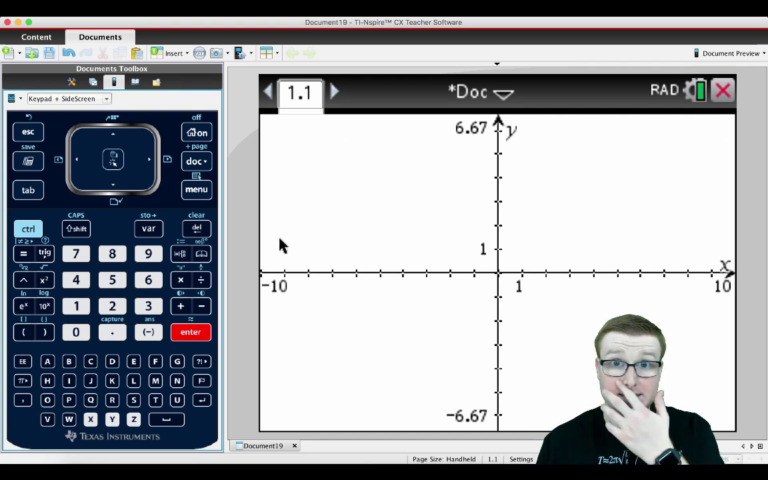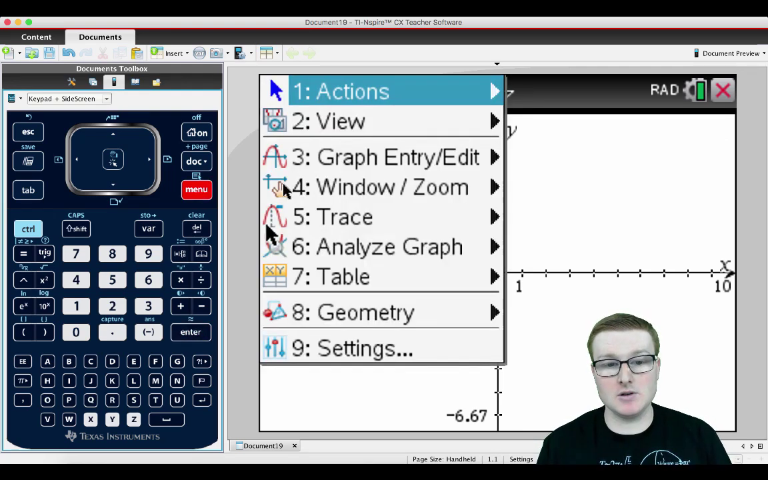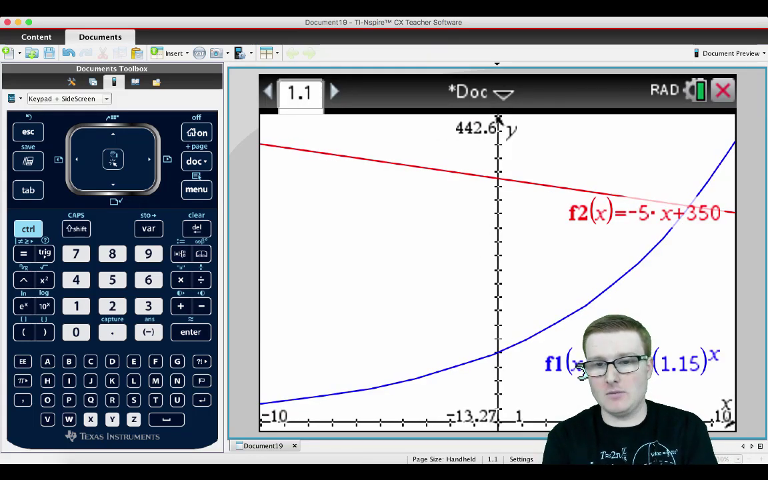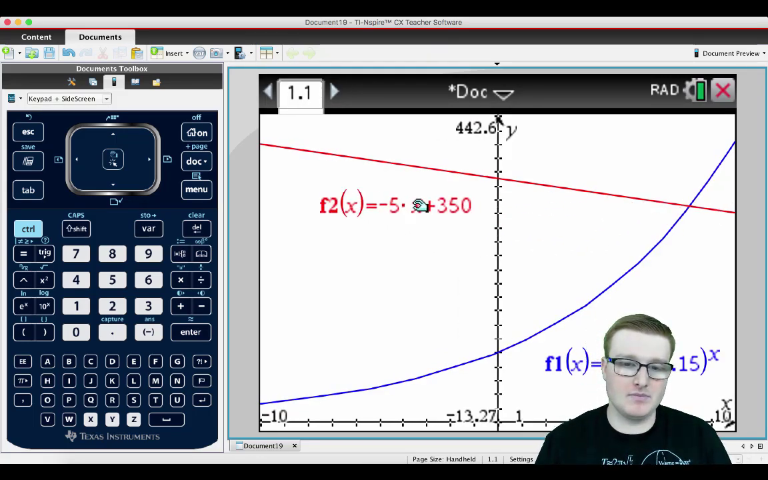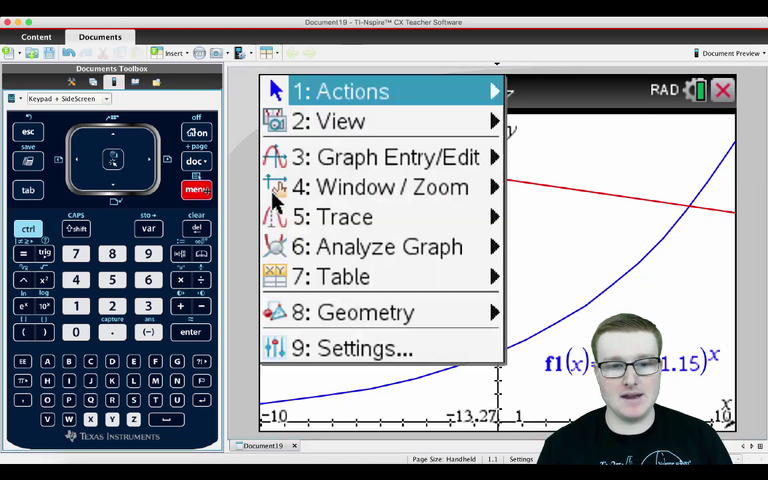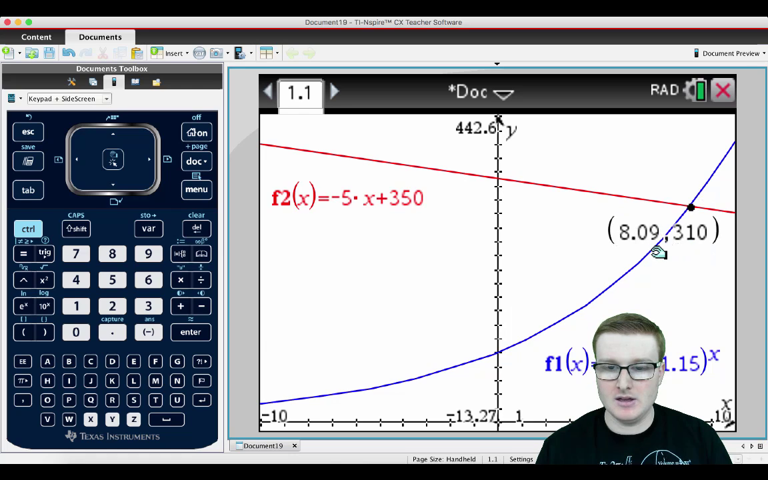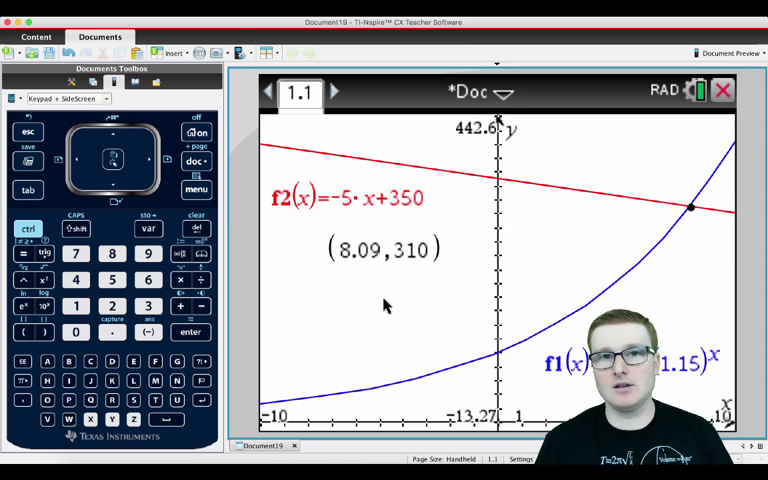Okay, now you can't see it. So what you're going to do is go to Menu, Windows Zoom, Zoom Fit, and it fits it for you. Oh, beautiful. They even show you the intersection point. So click on Menu, Analyze Graph, Intersection. Click Before, then After. Your intersection point is 8.09, 310.